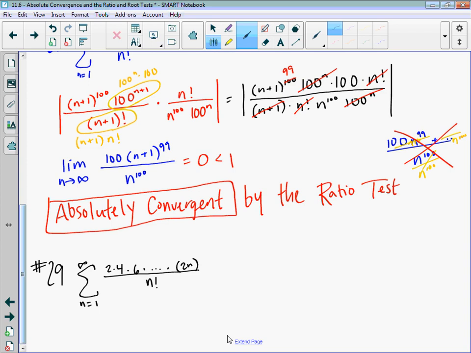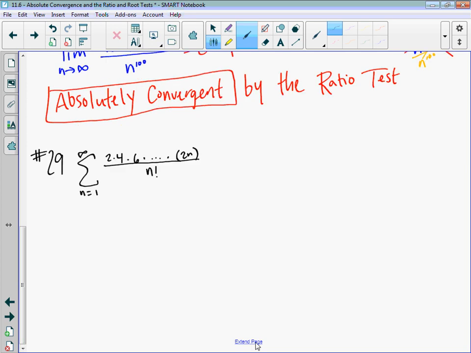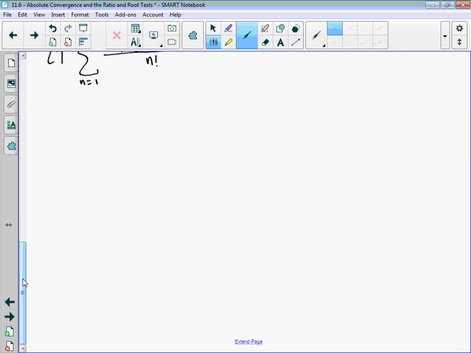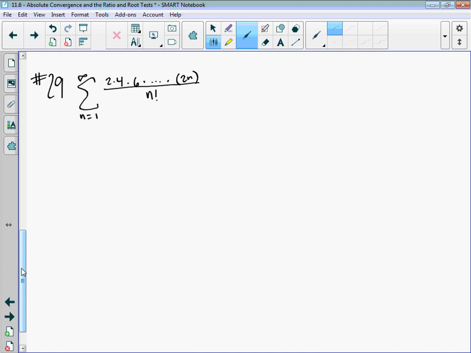Okay, so I'm going to take a look at 29. If you're not there yet, you might want to jump to here. If you don't really feel like jumping to here, just ask me to send you the recording. Send me an email or something. I can forward you the recording. But 29 here is a little bit more of a challenge. We're still going to try doing the ratio test on it.